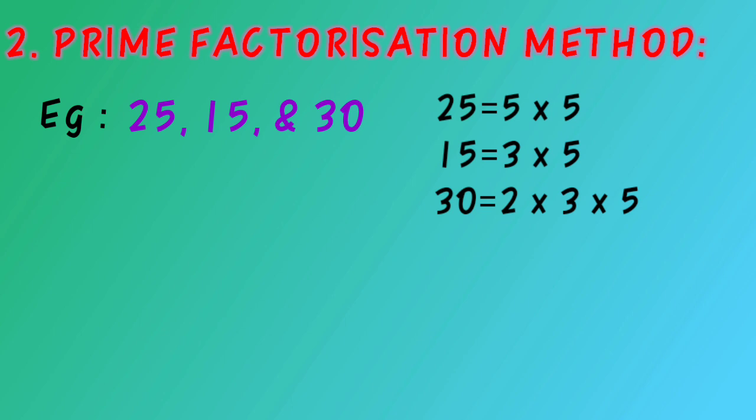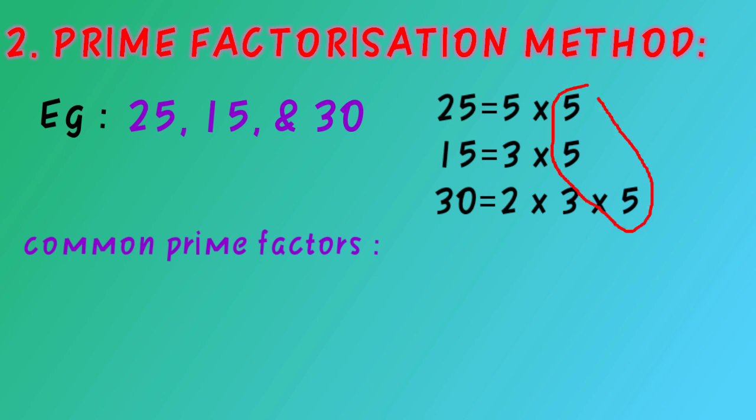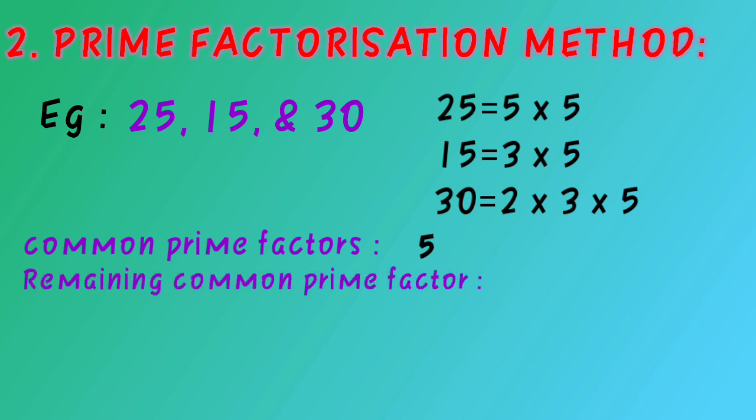Next, we have to find the common prime factors of all the given numbers. Here the common factor is 5. Other than 5, no factor is common among all three. So we will write the common prime factor as 5. Next, we will write the remaining common prime factors of any two. Here 3 is the remaining common prime factor as 3 is common to both 15 and 30. So we will write the remaining common prime factor as 3.